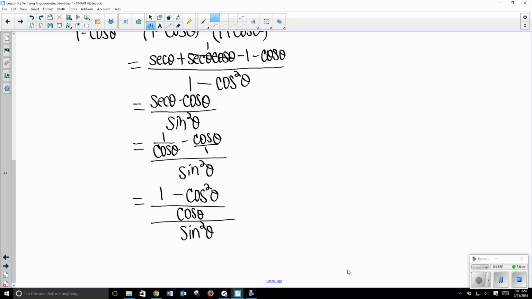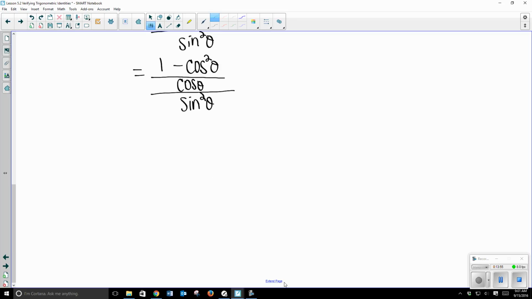Okay, we have another identity. 1 minus cosine squared theta is sine squared theta. I'm going to put that over 1 because it'll help me to see that I flip and multiply. So these cancel, and this becomes 1. So I have 1 over cosine theta. What is 1 over cosine theta? Secant theta. We have our answer.